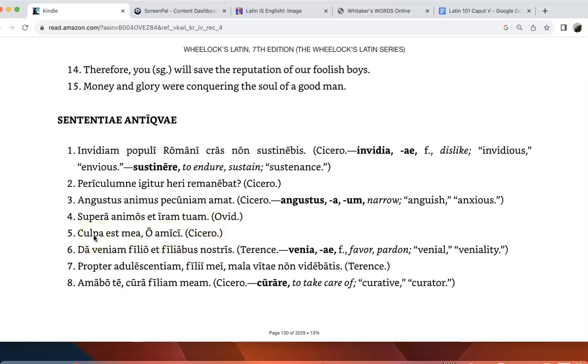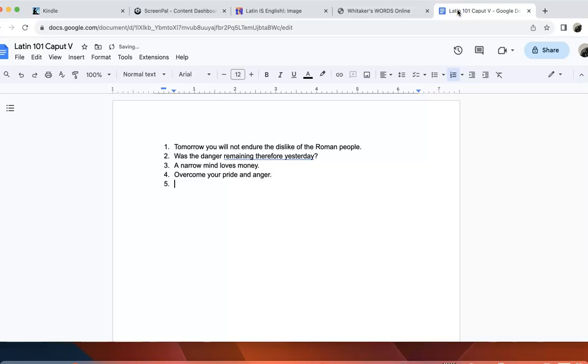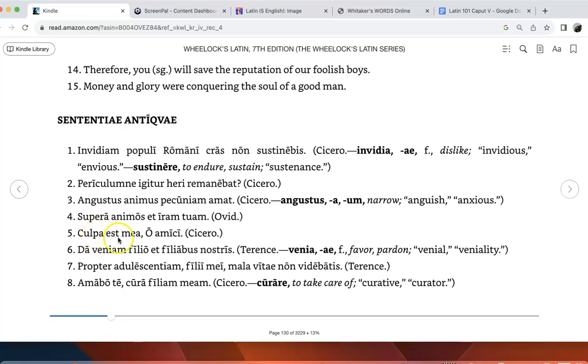Culpa means blame, like mea culpa, culpability. And say, oh, my friends, the blame is mine. In other words, it is my fault. So the blame, it is my fault. Oh, my friends. So let's put that up here. So, oh, my friends, the blame or the fault is mine. Again, you could also say, so literally the blame is mine, oh, my friends.